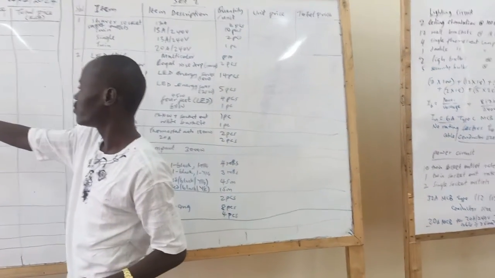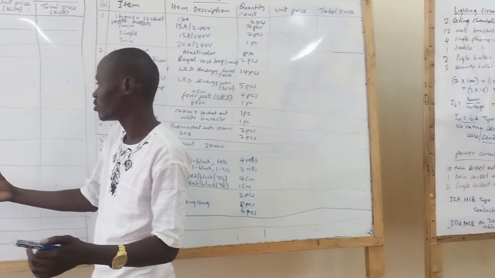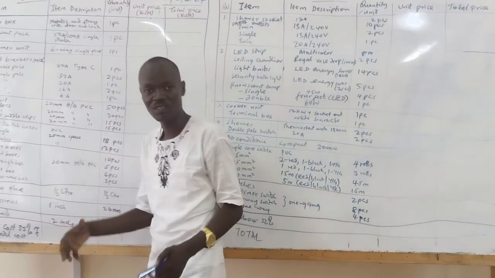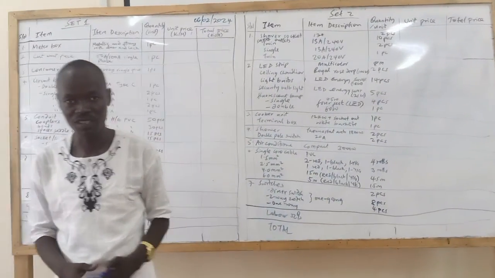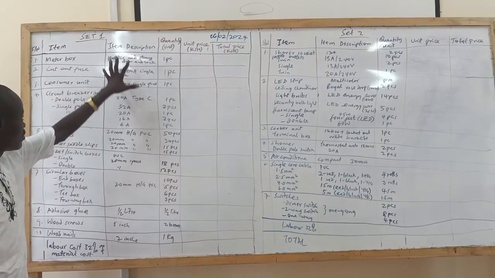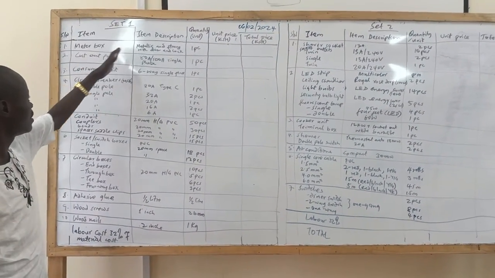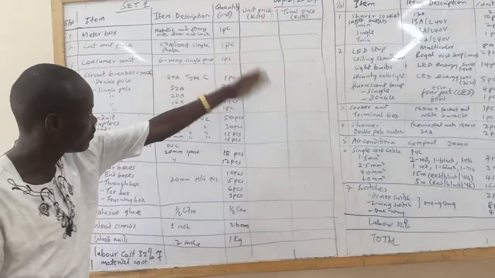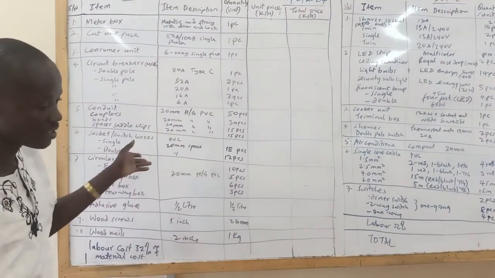Because if I get a 6-way consumer unit, it doesn't matter which company or which brand, I'll just bring it to you if you're ready to accept it. But if you want to be specific, be specific in the item description. That's why this column is there. So you really need up to 5 or 6 columns.